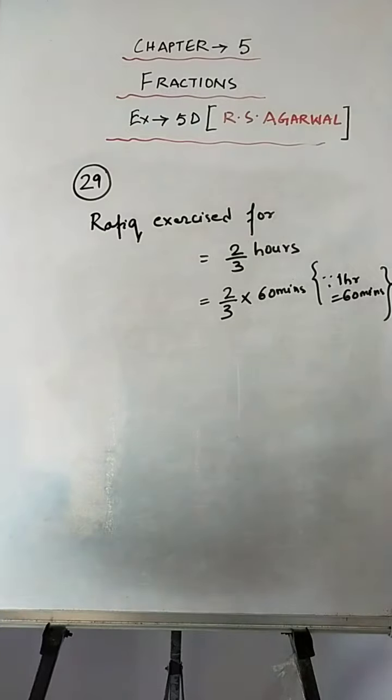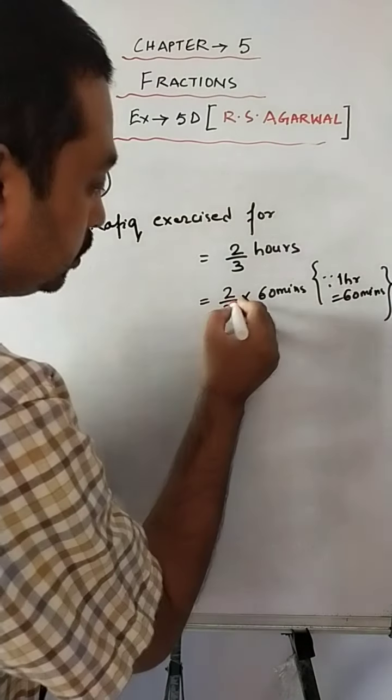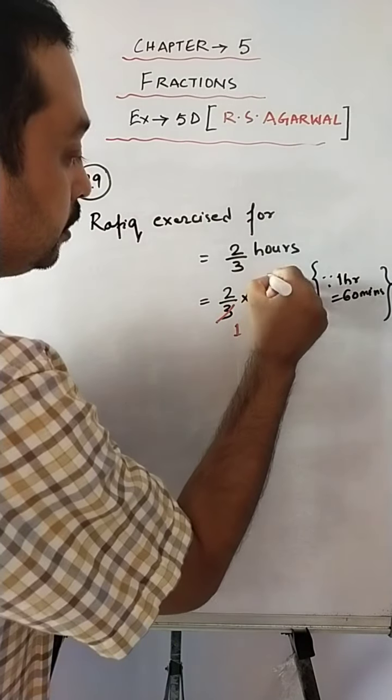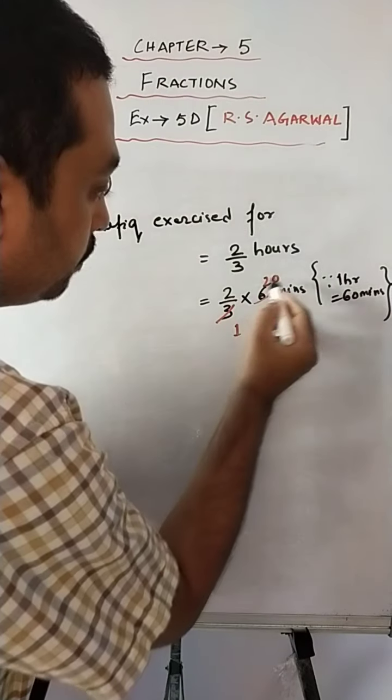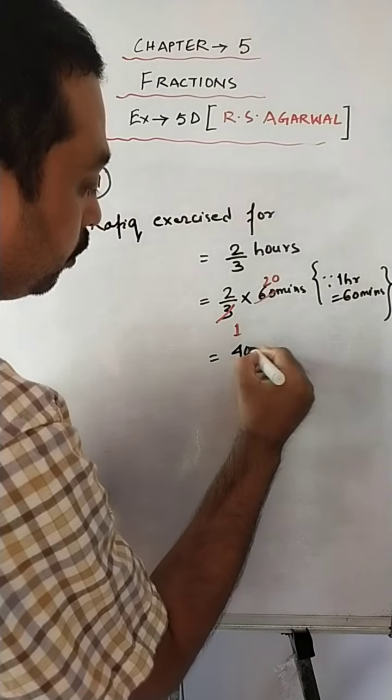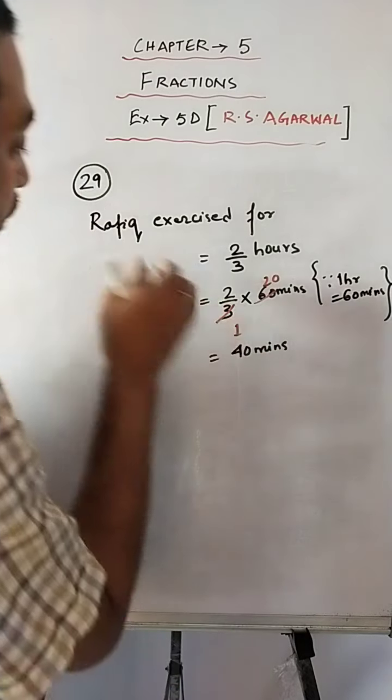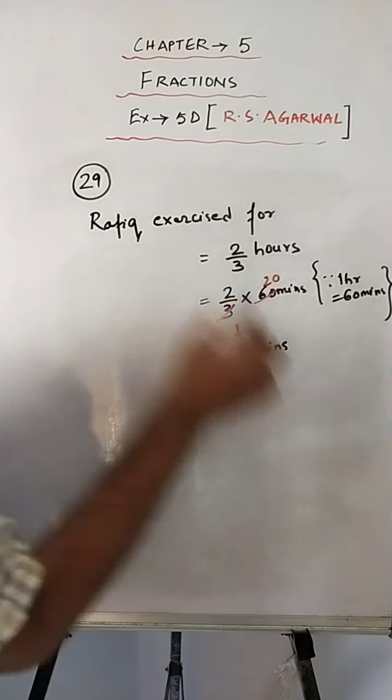Now, I hope everyone knows how to reduce it. So 3 ones are 3, 3 twenties are 60. Now you will multiply these two numbers. What is the final answer you will get? 40 minutes. That means Rafiq exercised for 40 minutes.